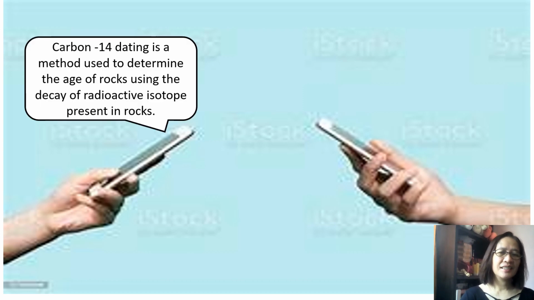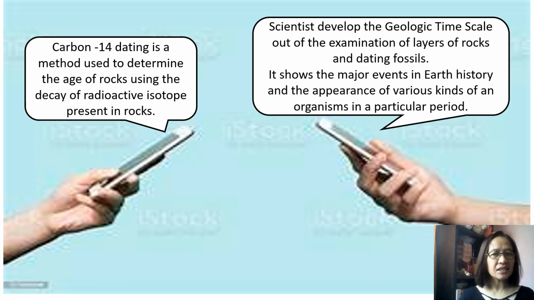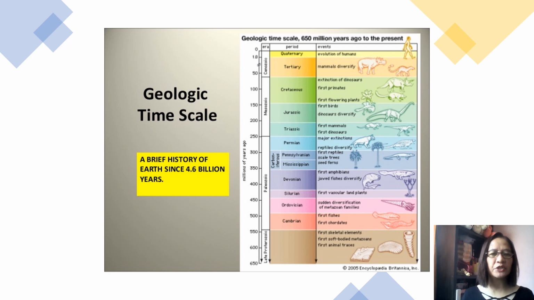May nag-chat sa akin, Ma'am, ano po ba yung carbon-14? Carbon-14 is a method used to determine the age of rocks using the decay of radioactive isotope present in rocks. And scientists develop the geologic timescale out of the examination of layers of rocks and dating fossils. It shows the major events in Earth history and the appearance of various kinds of organisms in a particular period. So this is an example of geologic timescale, a brief history of Earth since 4.6 billion years.